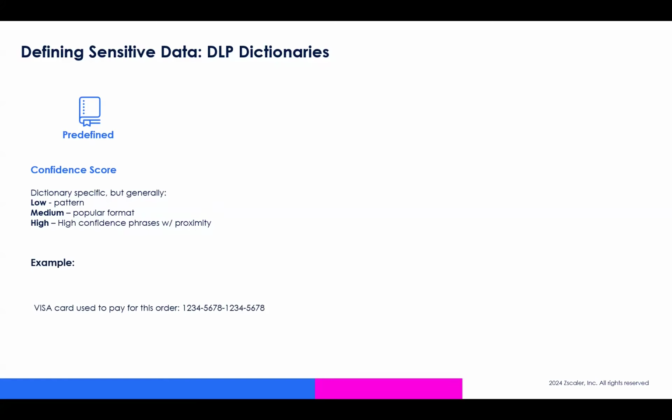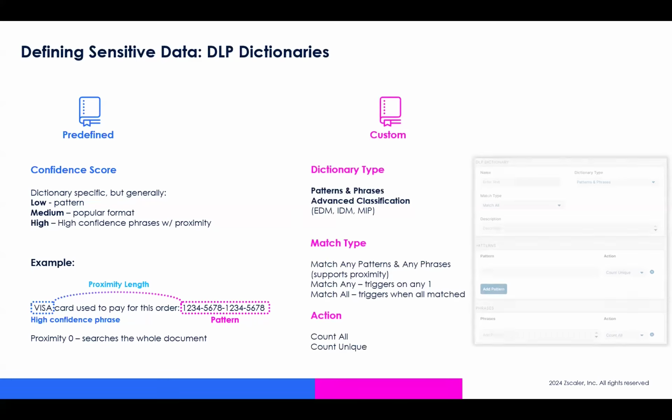An example here, we have text that says "Visa card used to pay for this order" and a credit card number. The phrase here is Visa. The pattern is the card number, and a proximity length indicates how far from each other these terms and patterns should be. Additionally, Zscaler also supports creating custom dictionaries.